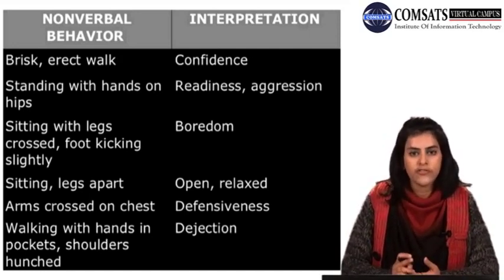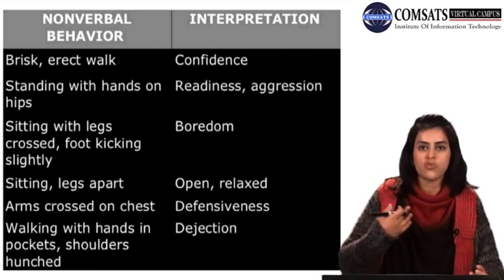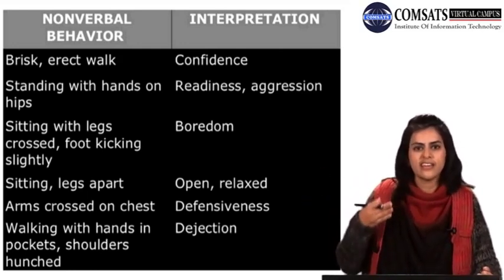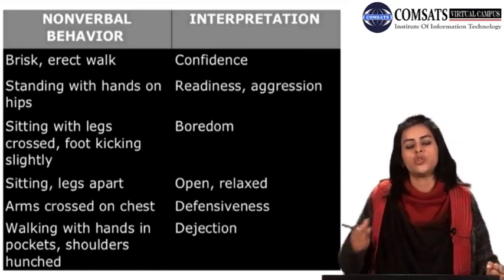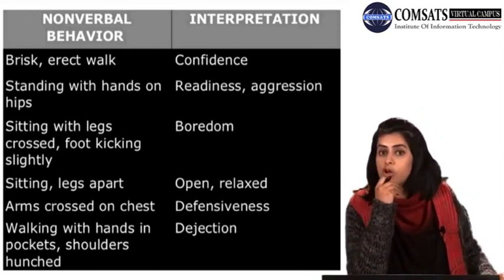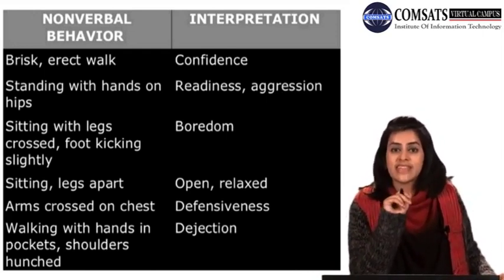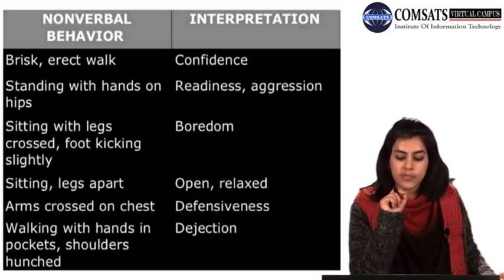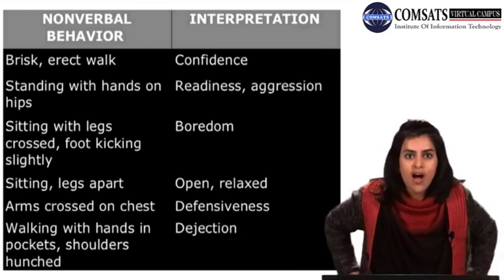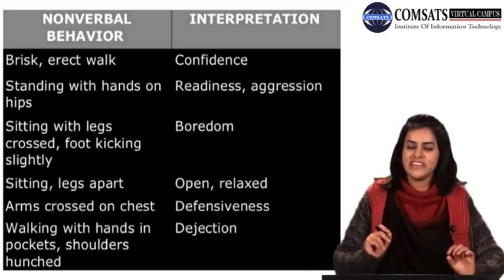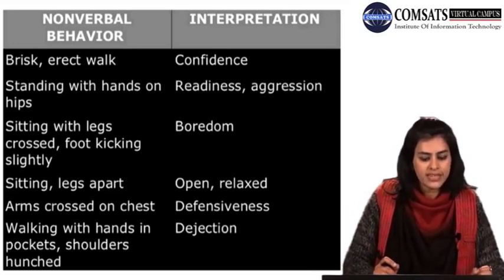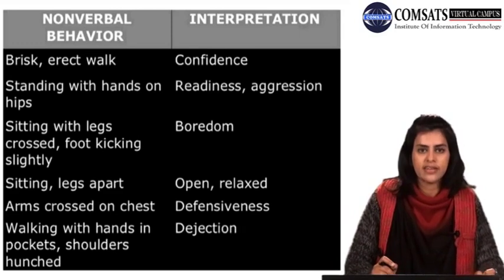Now, starting with confidence, the erect or brisk walk towards or around the room where you are presenting doesn't mean that you start walking aimlessly. It means that you take a slight walk around the room to make sure that everyone is involved during the presentation. The second thing is standing with hands on hips. It shows your readiness and aggression towards something, that you are ready to do something really interesting. So this is another good tip for your non-verbal behavior. Sitting with legs crossed and foot kicking slightly like this.